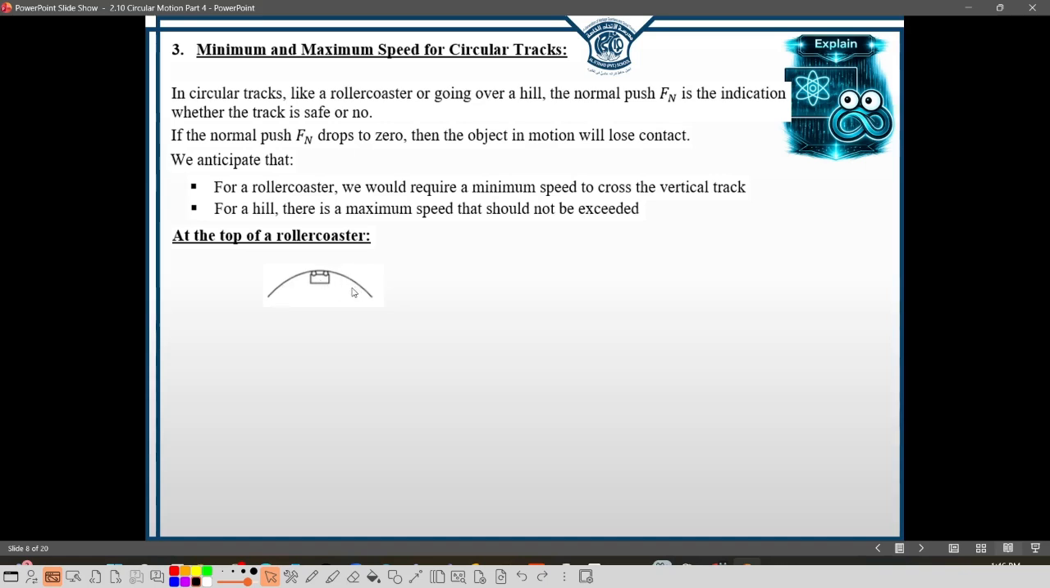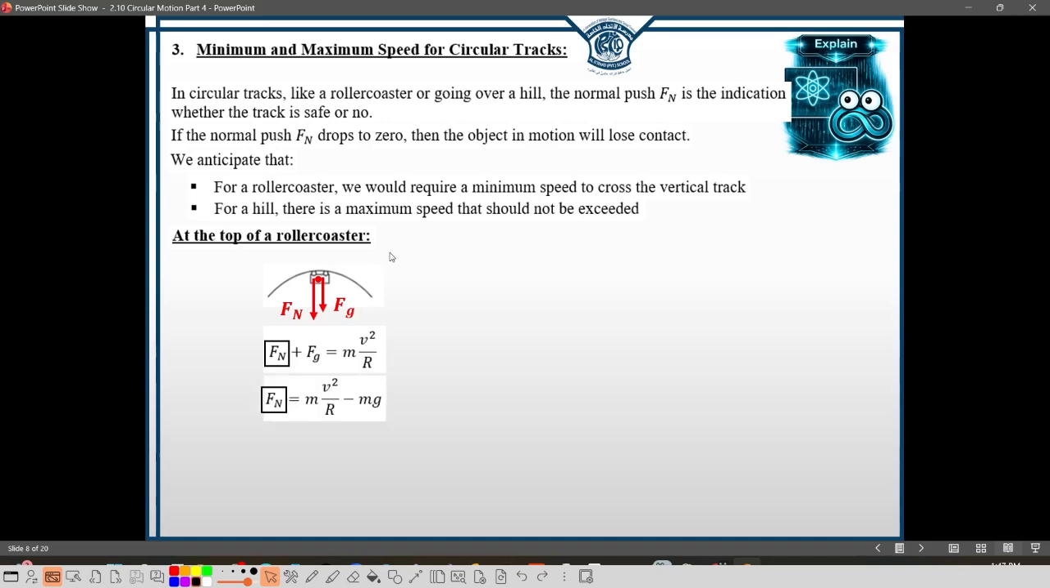And here the cart is flipped upside down. The two forces acting here are the normal push and the force of gravity. The net force of these two forces will make up the centripetal force. Now the centripetal force is mv squared over r, and since both of them point in the same direction, the summation of these two forces is the centripetal force. So Fn plus Fg is equal to mv squared over r.